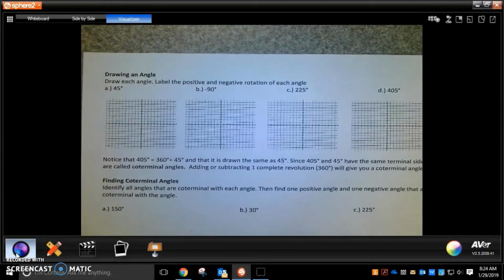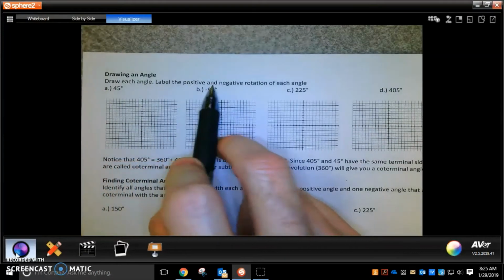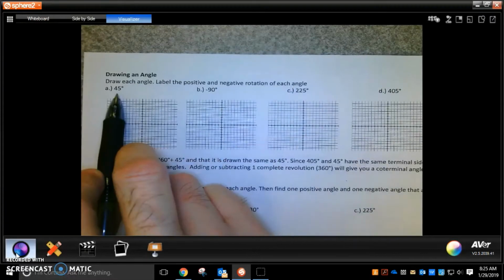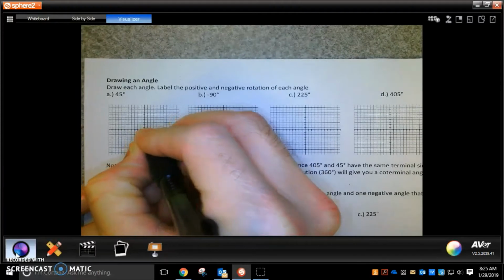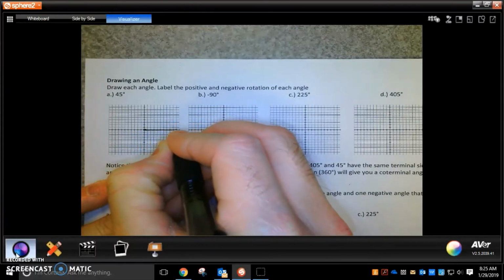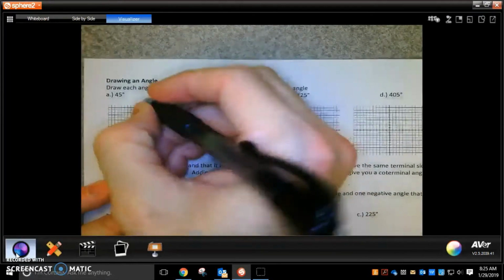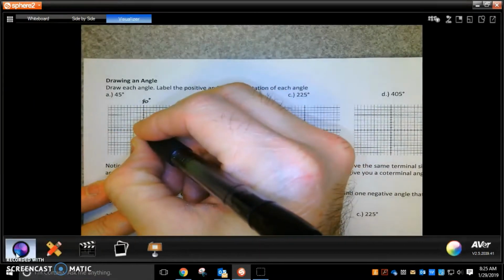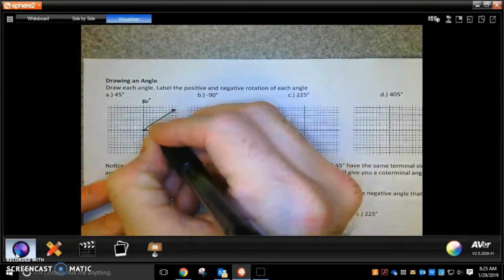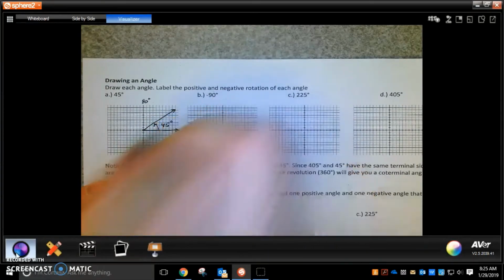All right, on page 2, here at the top, we're going to draw some angles. So the directions say draw each angle, label the positive and negative rotation of each angle. So this is a 45 degree angle. So we're going to put our vertex, we're going to put our initial side. So that's where you're going to start with every single one. And then if this is a 90 degree angle, 45 would be halfway there. So from here to here would be a 45 degree angle.